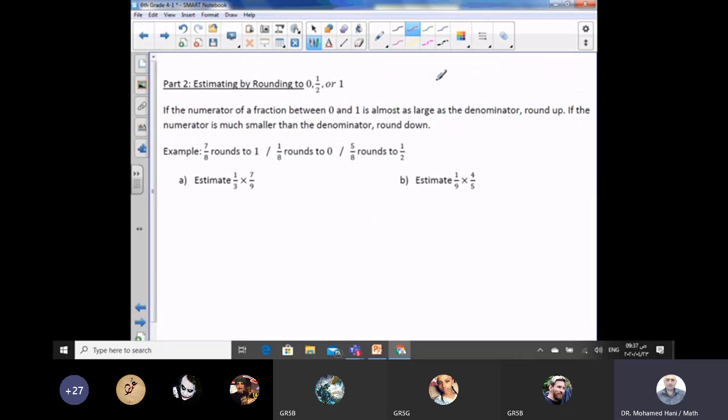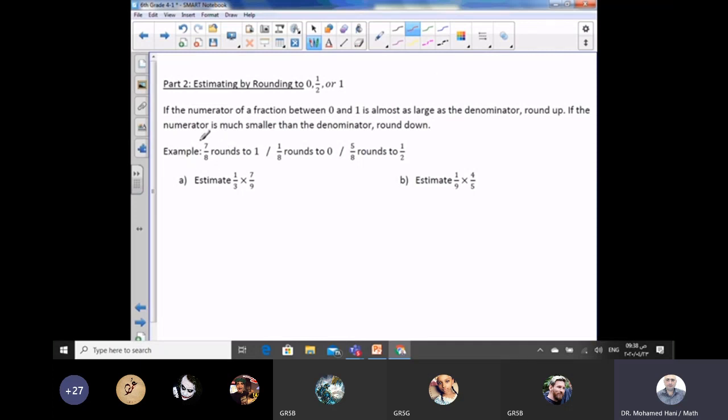If the numerator of a fraction between 0 and 1 is almost as large as the denominator, round up. If the numerator is much smaller than the denominator, round down. So here we're going to multiply fractions, of course, by estimating. And we're either going to say 0, 1/2, or 1.